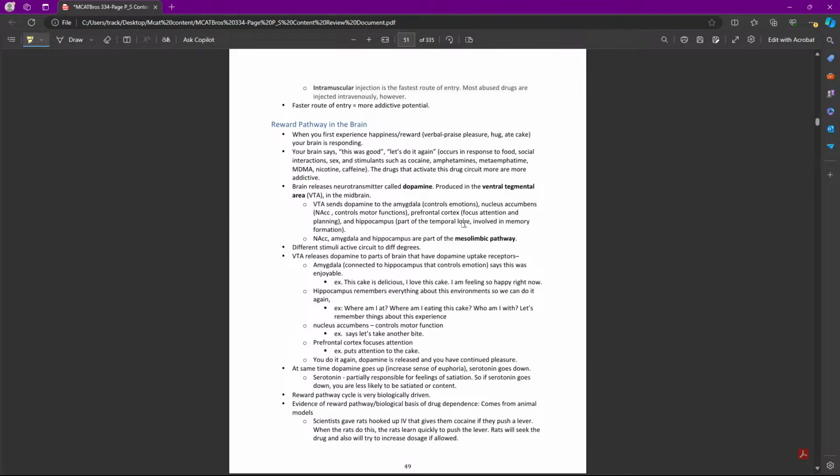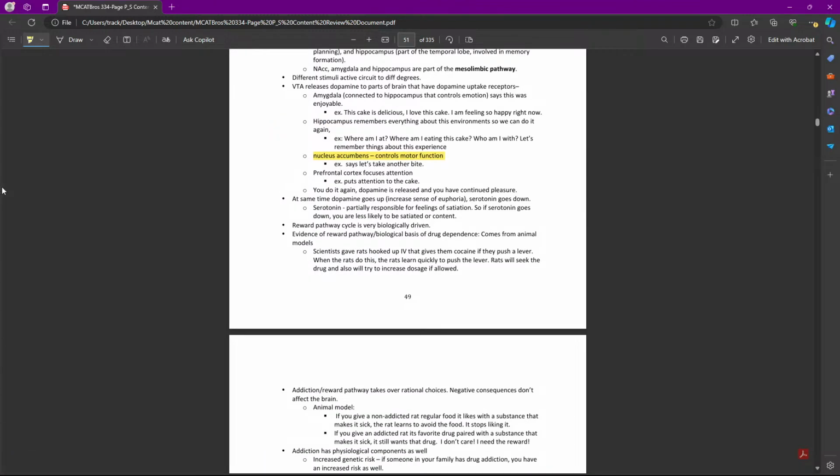Different stimuli activate circuits to different degrees. The VTA releases dopamine to parts of the brain that have dopamine uptake receptors. The amygdala says this was enjoyable. So the amygdala controls emotion. The nucleus accumbens controls motor function. The prefrontal cortex focuses attention, puts attention to the cake. You do it again, dopamine is released and you have continuous pleasure.